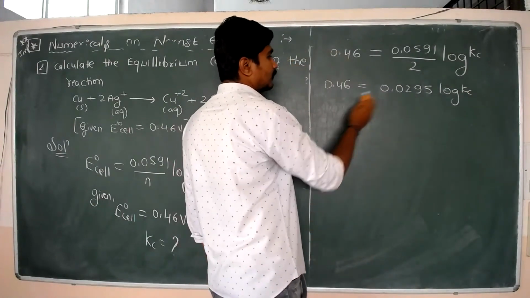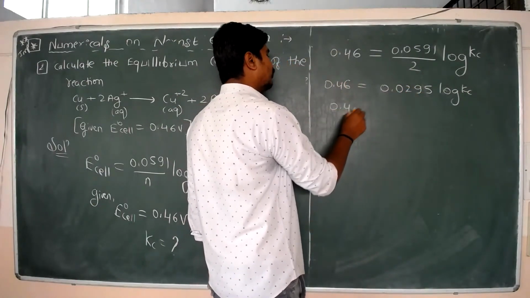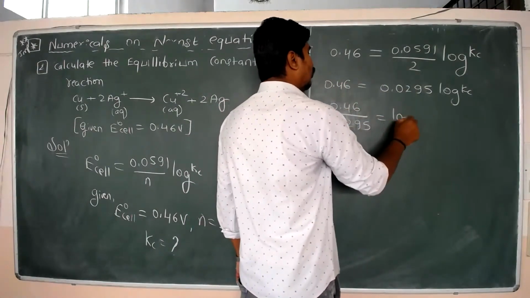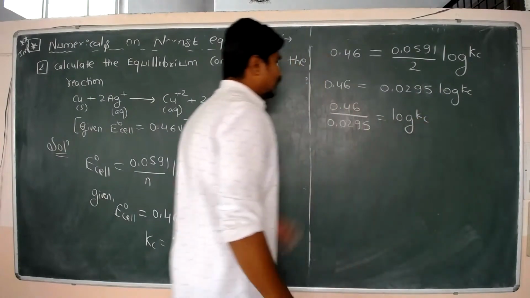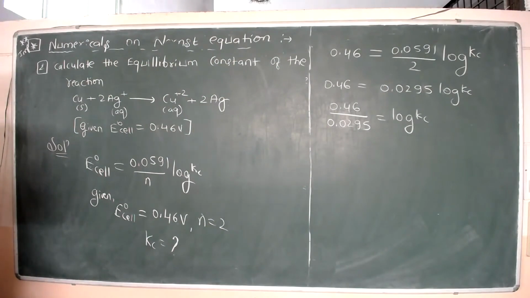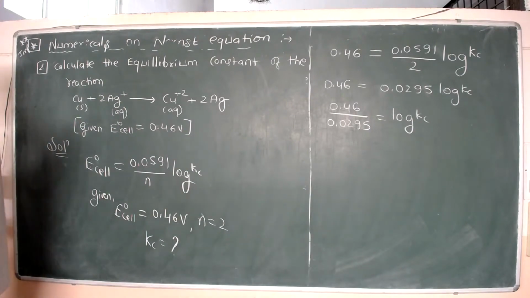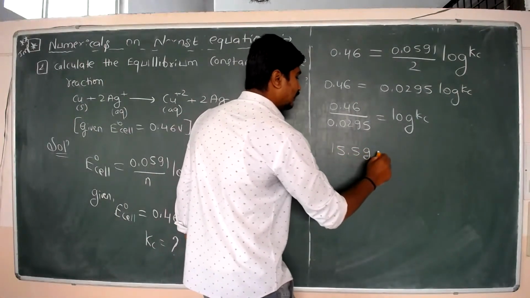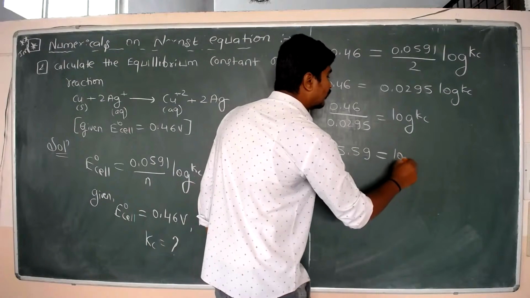Next, if you take this side, it will be 0.46 divided by 0.0295 is equal to log Kc. Divide these two values. What do you get? 0.46 divided by 0.0295 will be 15.59. So 15.59 is equal to log Kc.